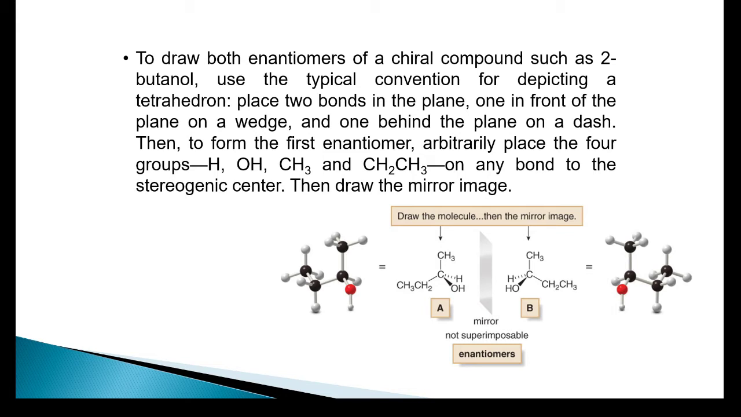And I explained, use your dots, dashes and wedges. And as you use your dashes and wedges, God, my voice tonight is just awful. As you use your dashes and wedges, make sure you put one on a dash, one on a wedge, and two in the plane. That's going to be very important. So we have our enantiomers drawn.